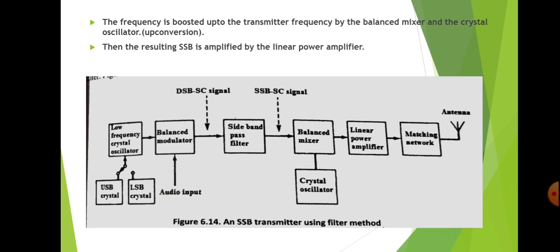That is why we are using a mixer circuit. So the frequency is boosted up to the transmitter frequency by the balanced mixer and the crystal oscillator. That means here the frequency is increased. That is what is called an up conversion of the frequency. Then the resulting SSB is amplified by the linear power amplifier and transmitted through the antenna. So this is a block diagram of the SSB transmitter using the filter method.